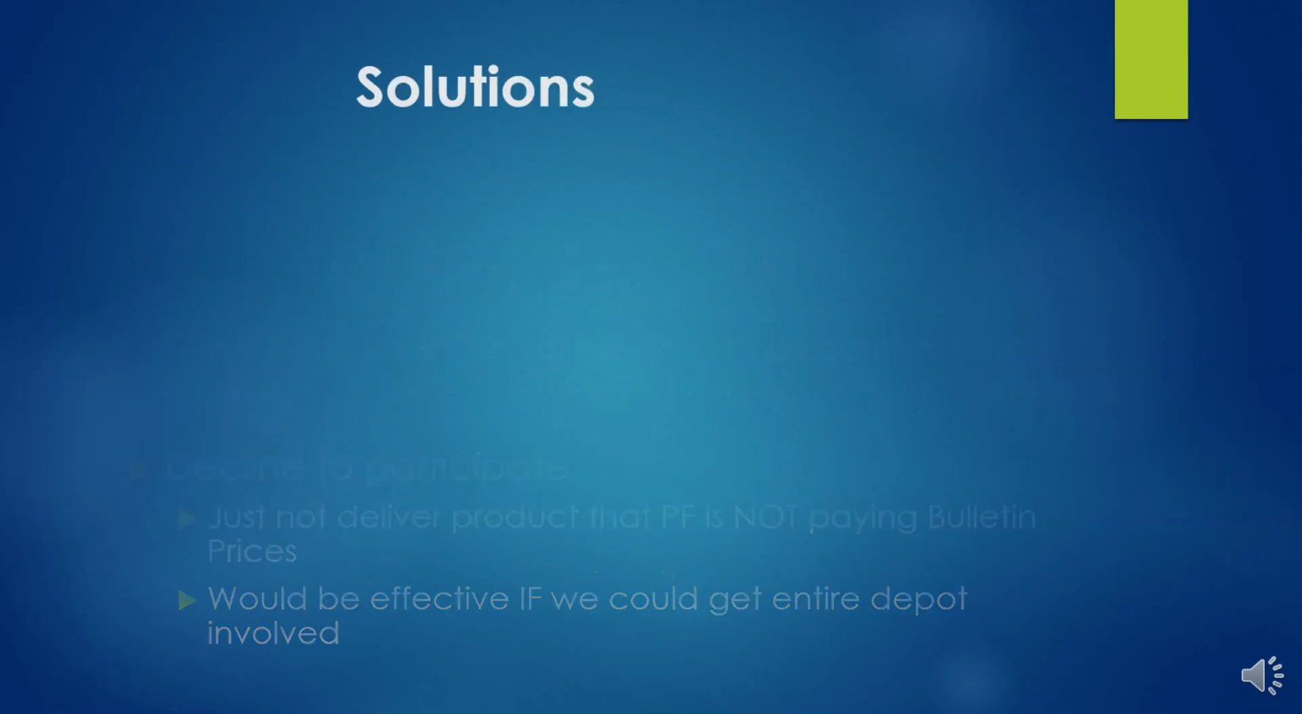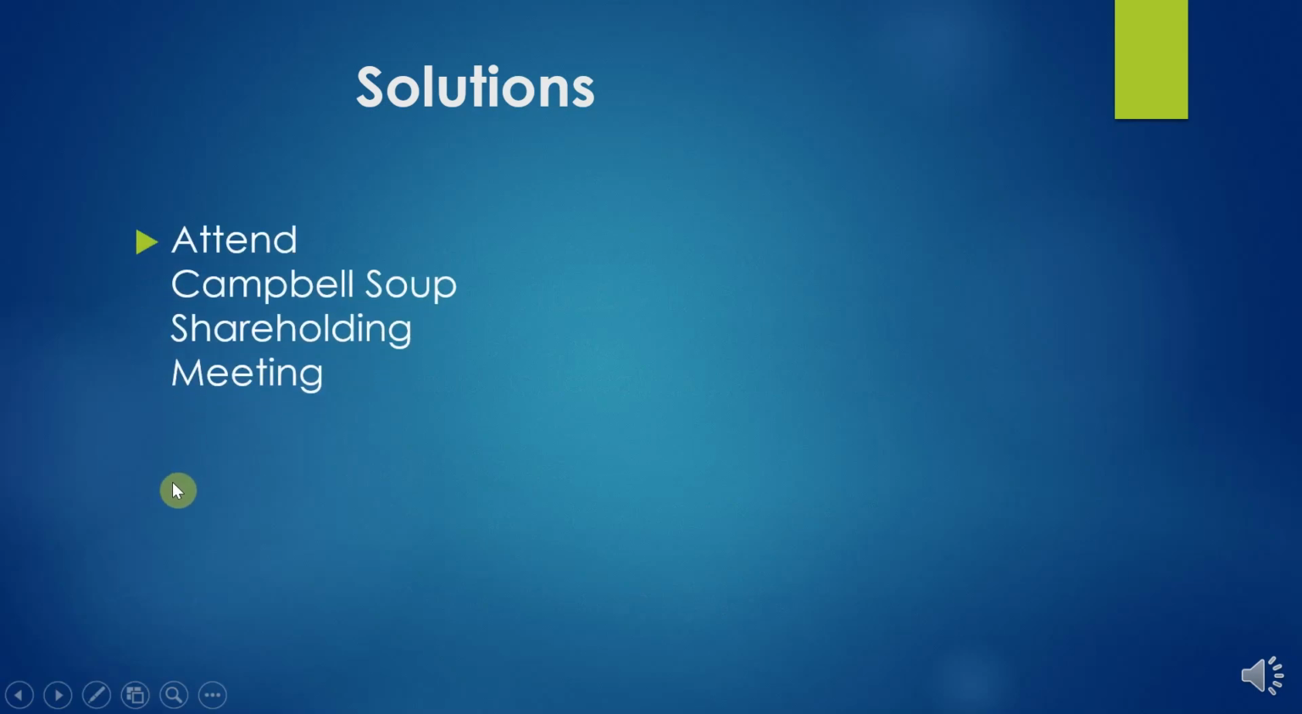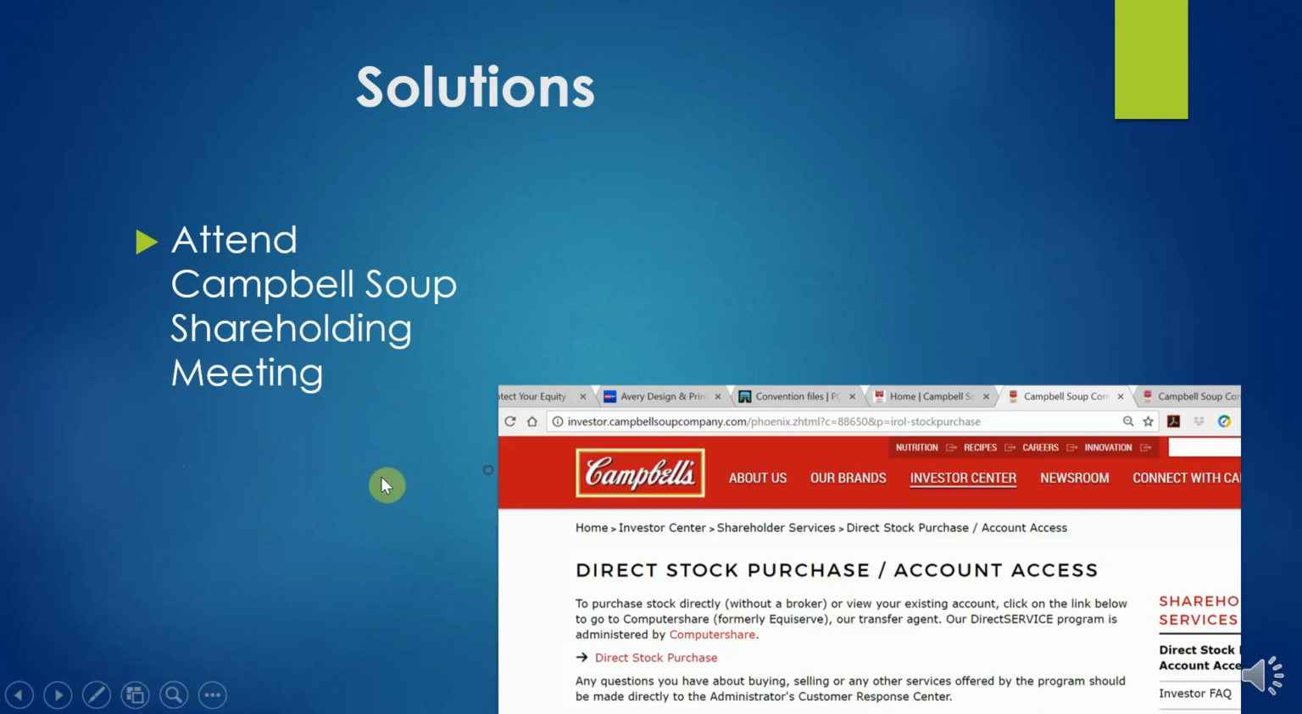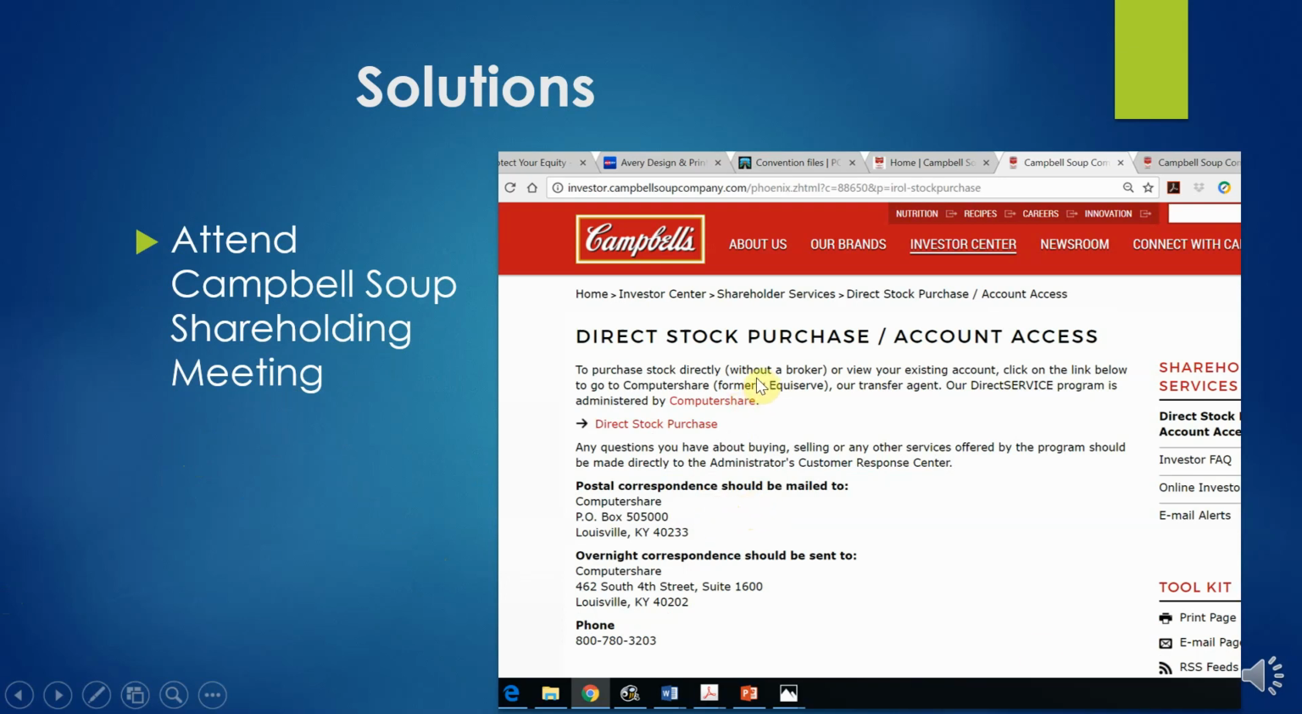Let's take a look at other solutions. This was brought up at the Baltimore Roadshow last year. Attend a Campbell Soup shareholder meeting, which we will definitely be talking about this. But to attend, you need to own Campbell Soup stock. If you go to this web address here, they will have a link on how you can purchase stock from the company if you don't want to use your own personal stockbroker. You need to have one share to be able to attend a stockholder meeting.